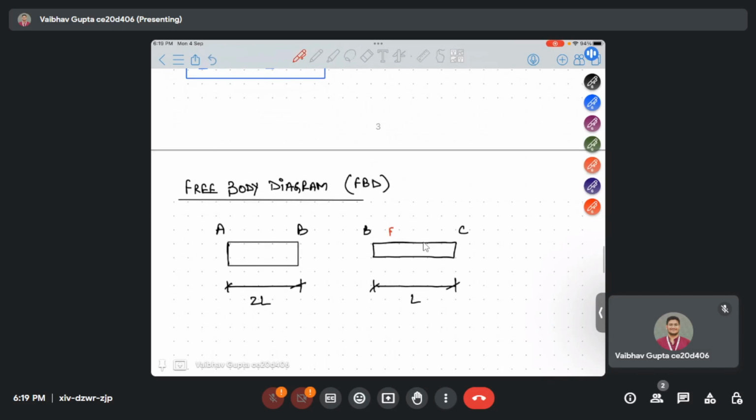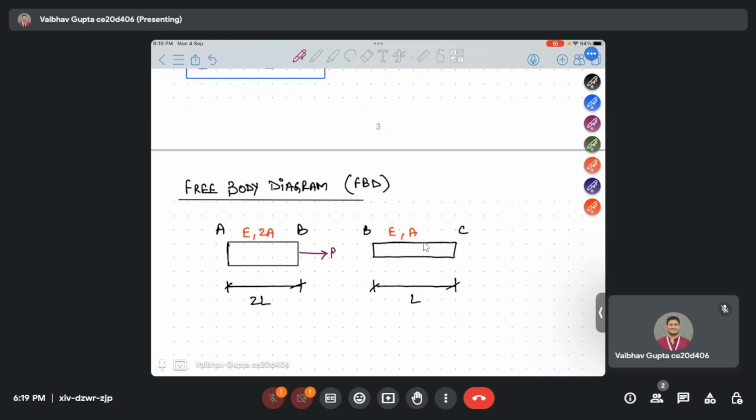BC has modulus of elasticity E, area A. AB has modulus of elasticity E and area 2A. Now we have said in the question that it is without heating, first thing. Second is the force has been applied at B. Okay, so force is applied on B only.